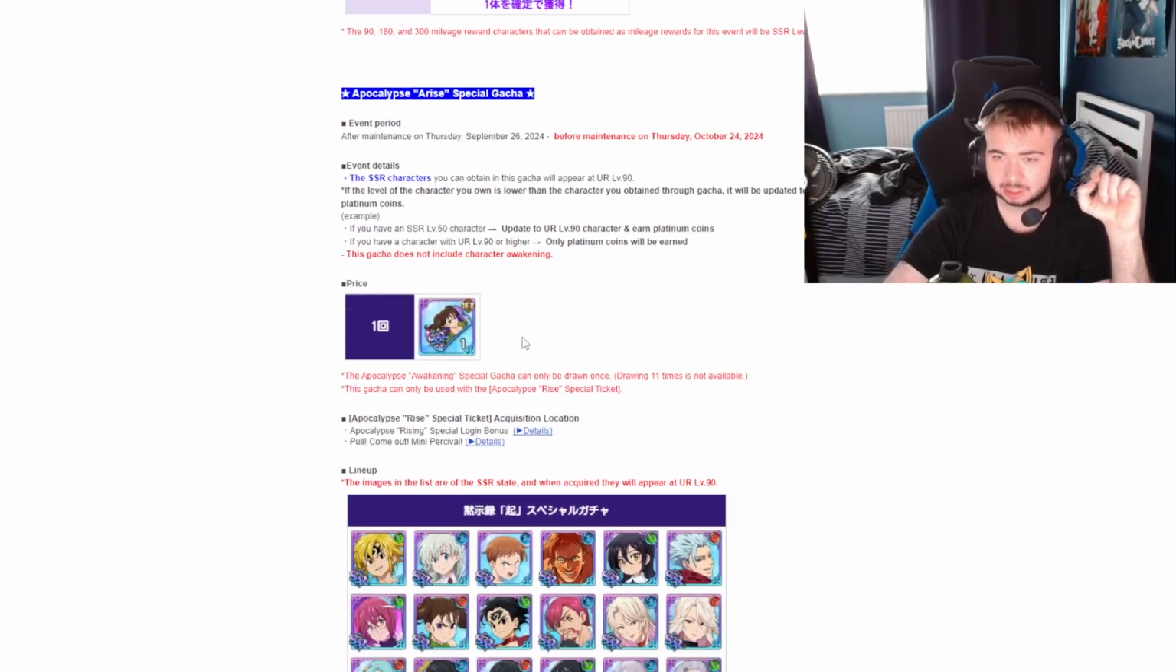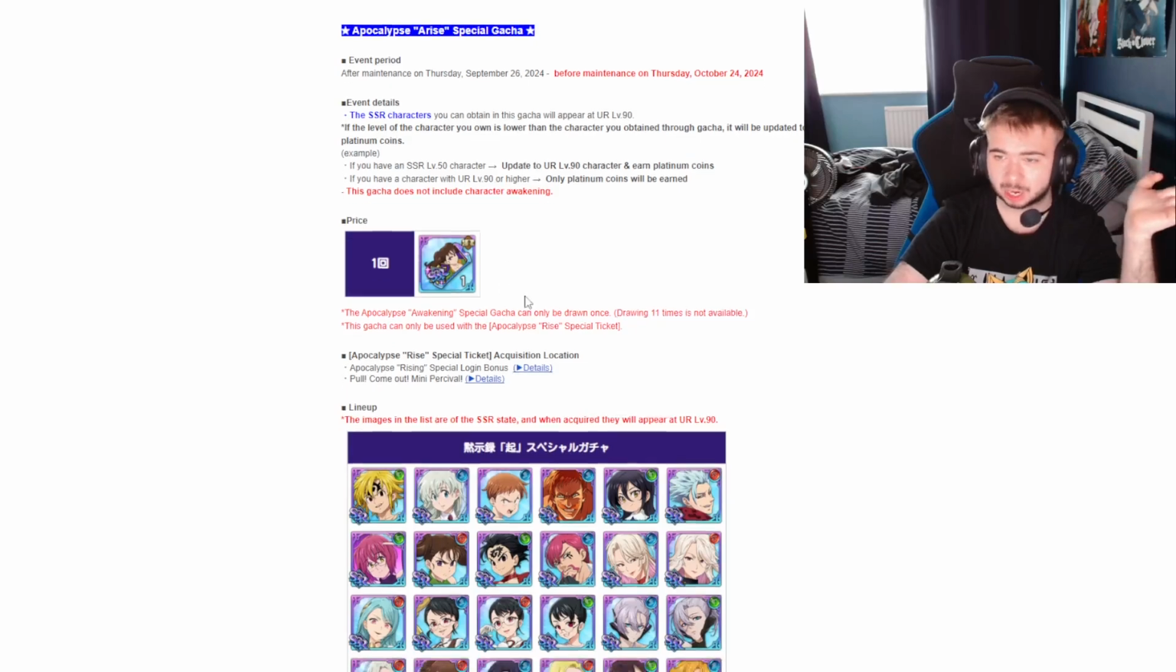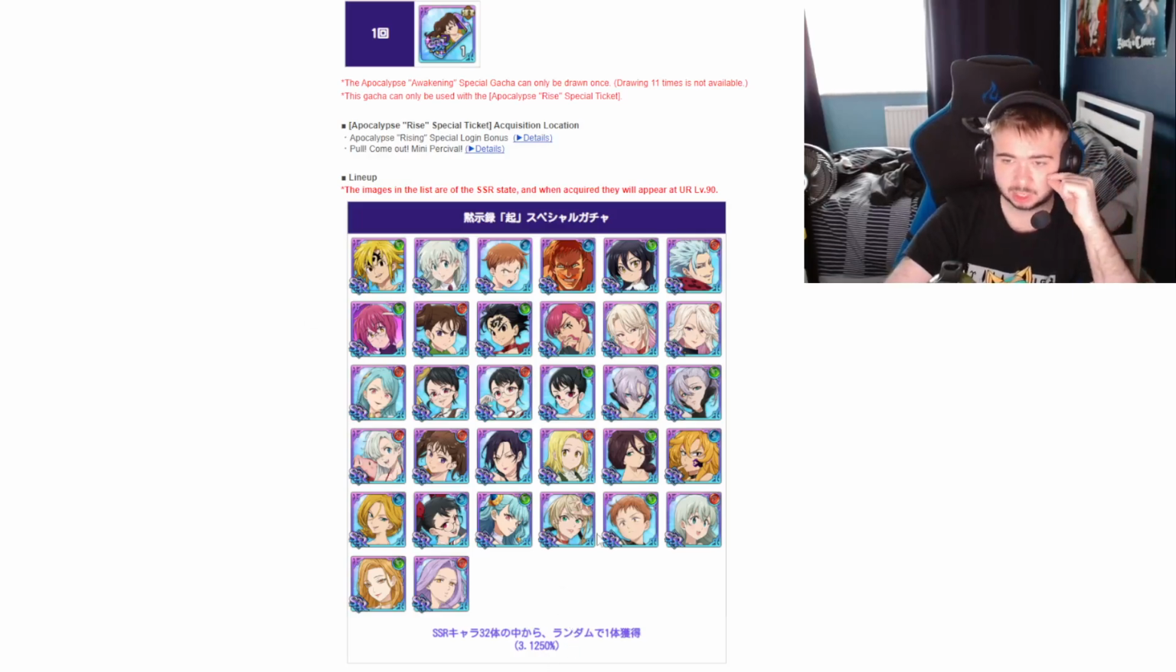And this is the Diane ticket. Basically, one Diane ticket is one character. Drawing 11 times at once? Yes, it's just one character. And these are the characters you could technically get. There are 32. Each one has a 3.12% chance. Characters I'm missing from this banner are Jenna and Valentine's Day.